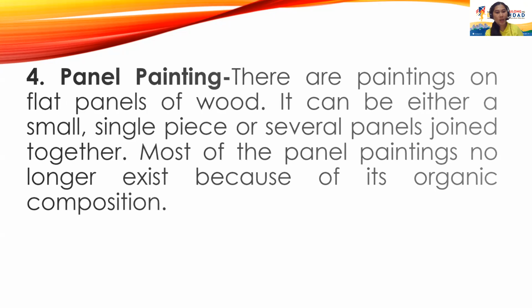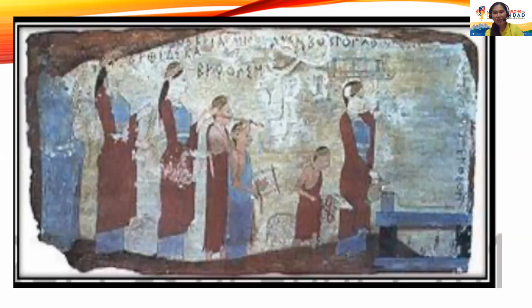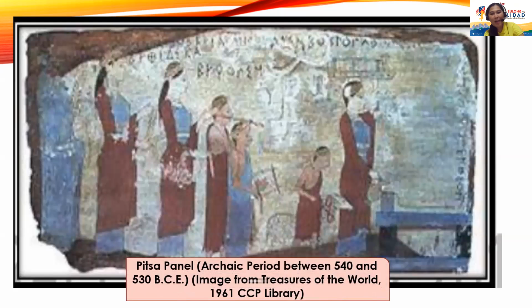Now, let's go to one example of panel painting, which is the Pitsa panel, from the Archaic period between 540 and 530 BCE. Of course, the colors used are earthly colors, and the texture, shape, and proportion are evident there. It's up to you how to analyze and interpret the paintings.